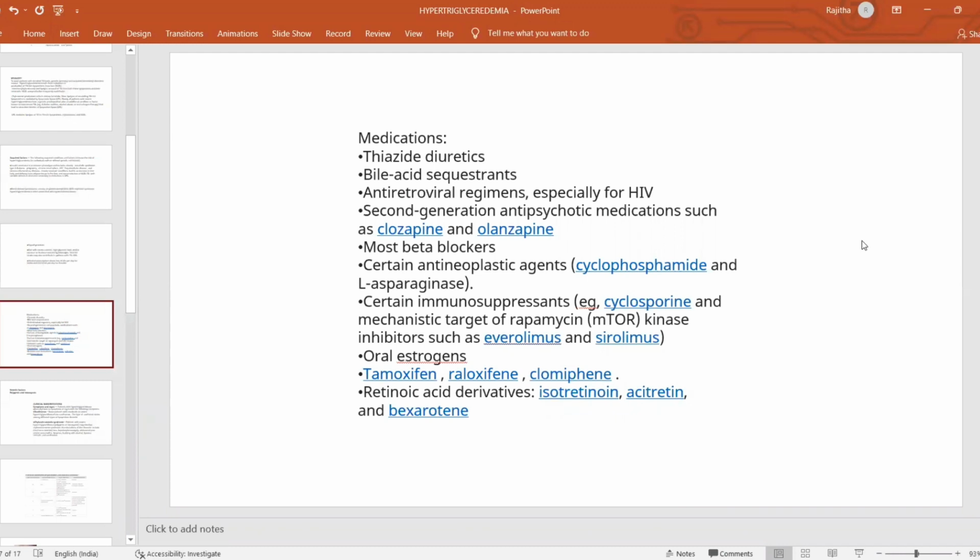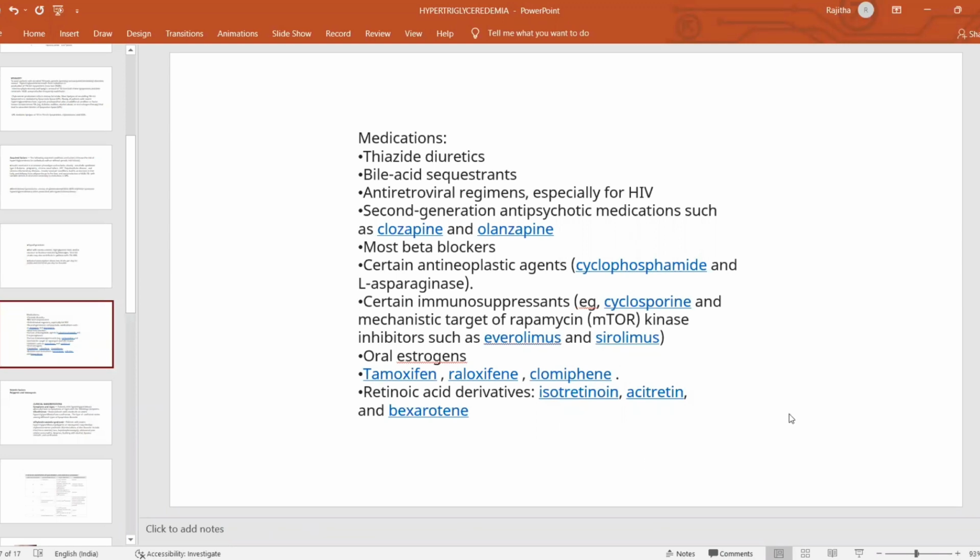Next are certain antineoplastic agents like cyclophosphamide, asparaginase, and immunosuppressants. Oral estrogens, the female hormones, are very important. So all those patients who are going to be started on HRT or any replacement therapy are definitely predisposed to this. So they should be evaluated. Monitoring should definitely be going on for these patients.